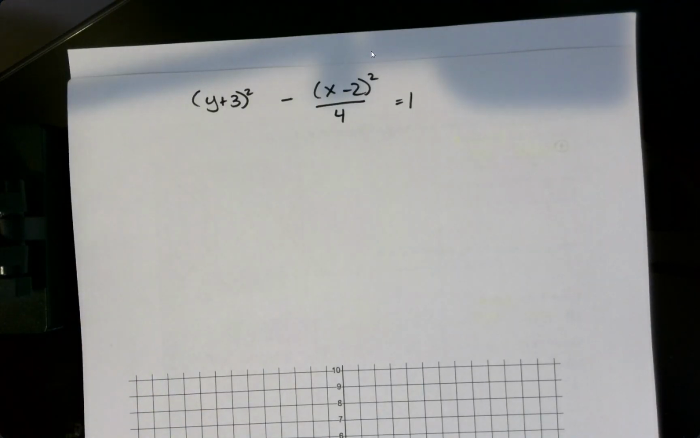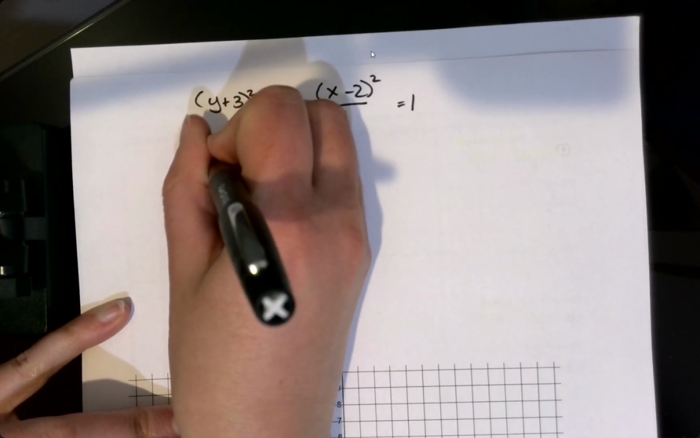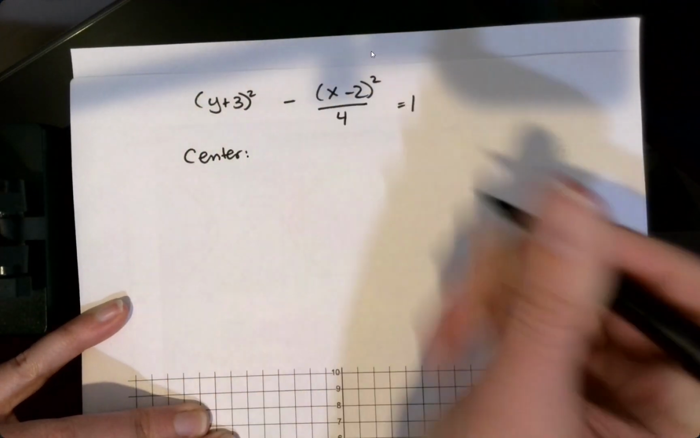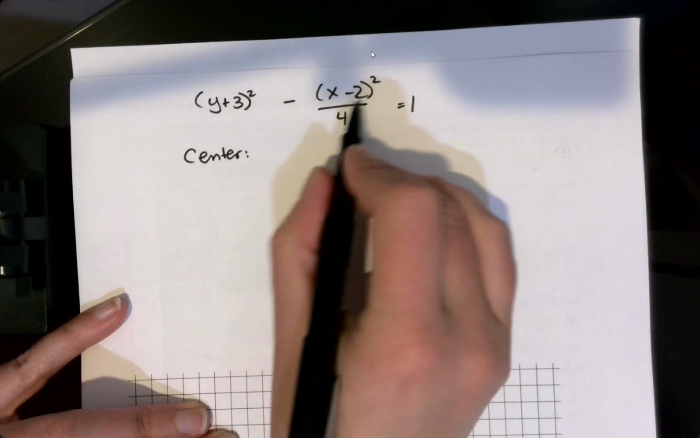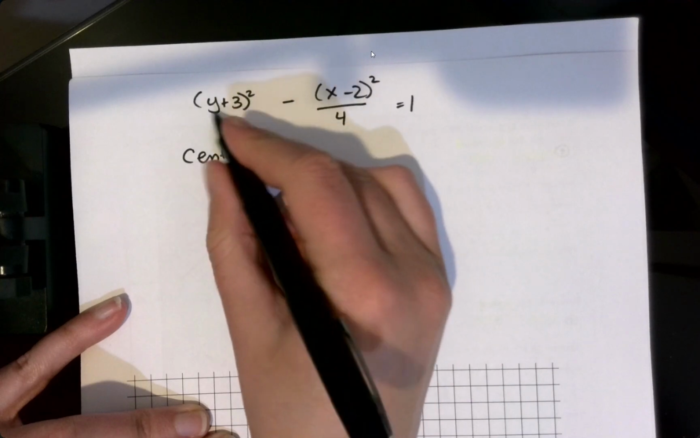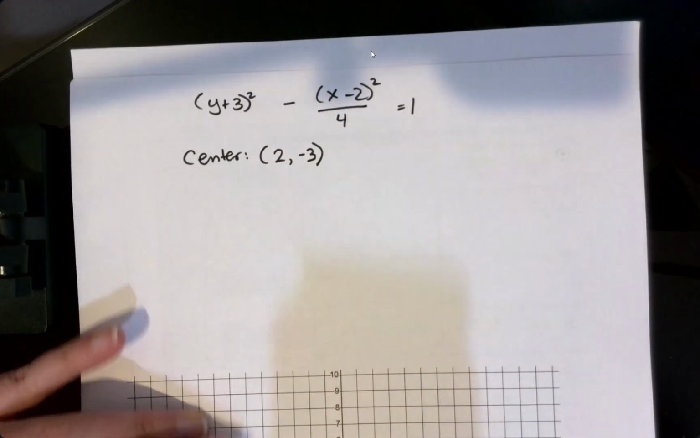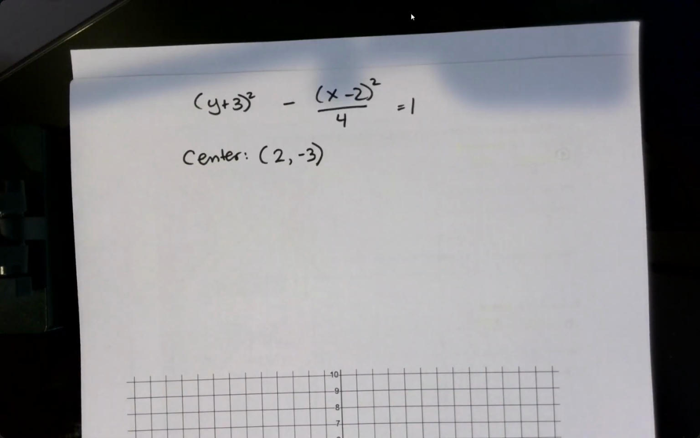And I need my center, my vertices, my asymptotes, my foci, all those things. So center first. X coordinate will be 2, shifted to the right 2. Y coordinate, negative 3. Again, it's opposites on both of them since they're both on the same side as their variable.